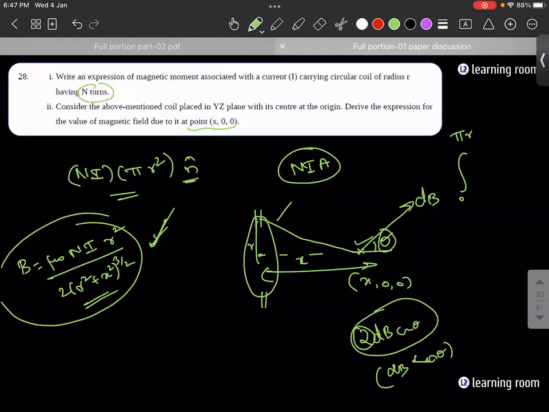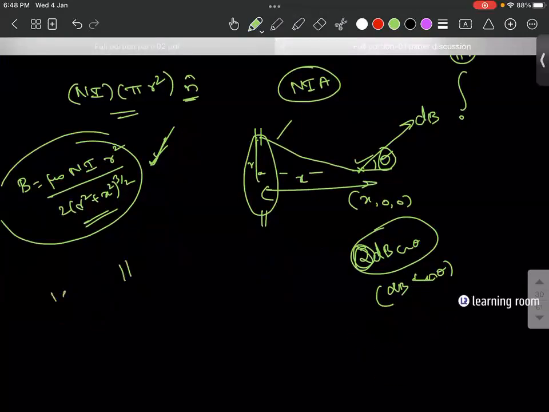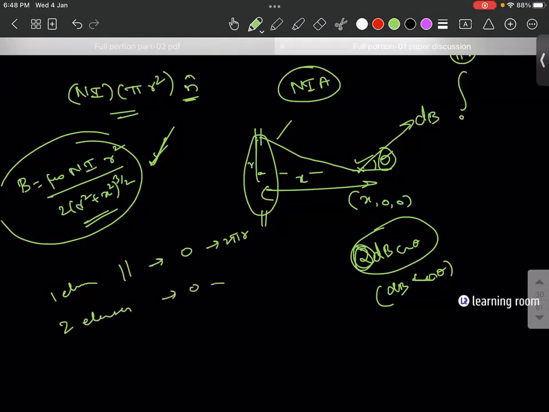Okay. Only thing is next time, when you're writing the exam, correct yourself. If you're writing 2 times dB cos theta, ensure you're putting this limit. Logic is simple, right? If you're taking only one element, then the limits will be from 0 to 2 pi r. If you're taking 2 elements, limits will get halved, 0 to pi r. 3 elements will get reduced even more, but we don't take 3, we take either 1 or 2. Are you able to understand? If you take 3 elements, it'll be 2 pi r by 3, and it keeps going like that.